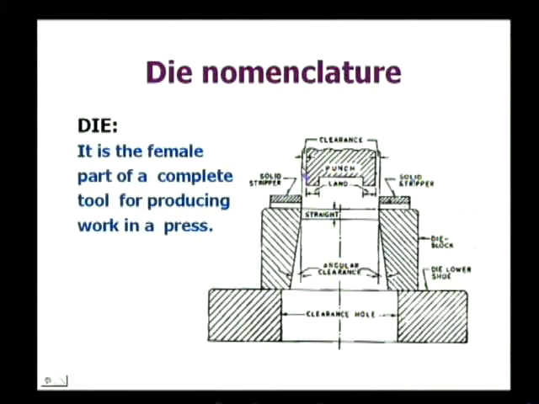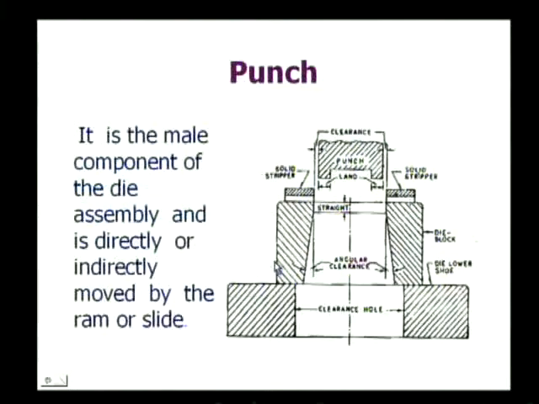Die. It is the female part of the complete tool for producing work in a press. Punch. So, here this is the punch. It is the male component of the die assembly and is directly or indirectly moved by the ram or slide. And you can see that this is the punch. Of course, it is specially shaped.